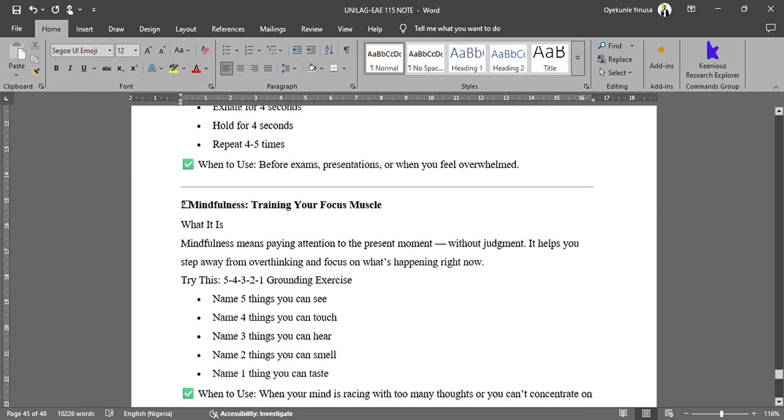Second thing is mindfulness. Mindfulness is the second practical way to manage stress. Training your focus muscle. How do you do that? Mindfulness means paying attention to your present situation without giving yourself unnecessary judgment. So it helps you to step away from overthinking and focus on what is happening right now.